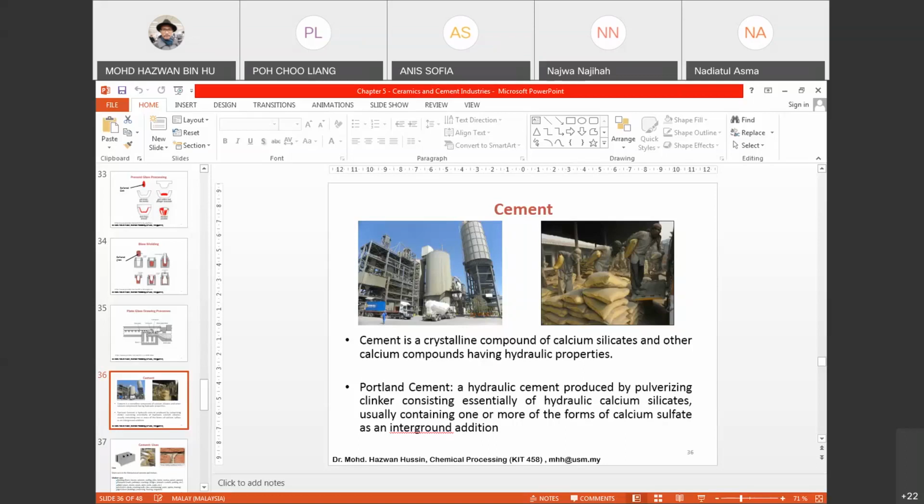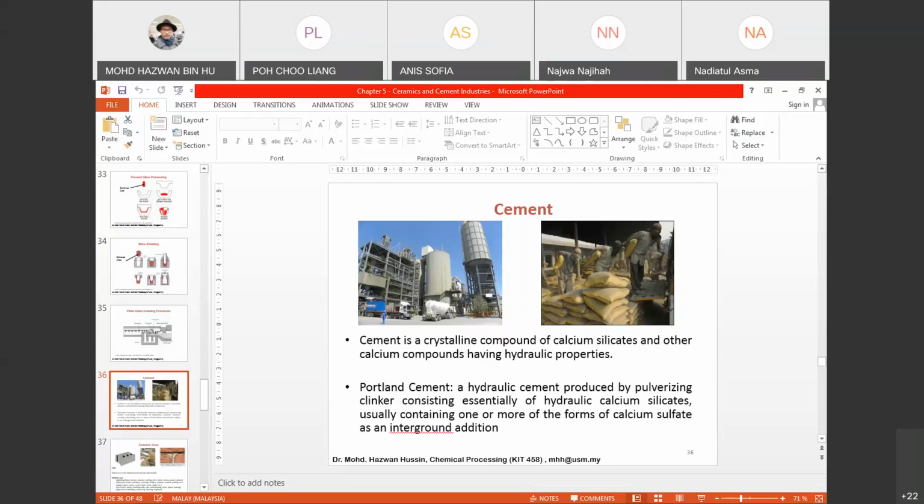So what does it mean by hydraulic properties? Hydraulic properties means that the material itself has fluidic properties. It can actually move like a fluid. But when it hardens, it becomes a very rigid, very hard material, which at the same time needs a very high pressure or tensile force to break it.